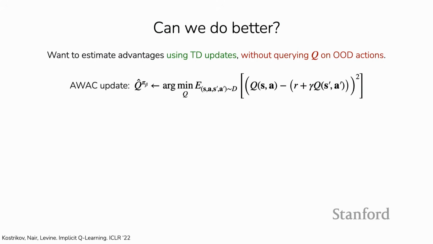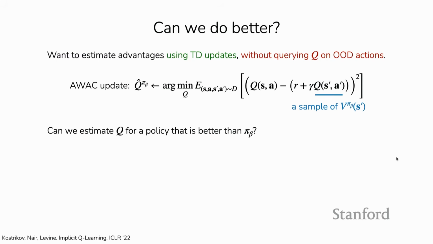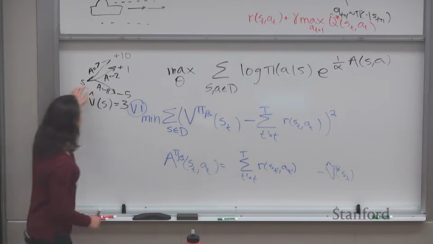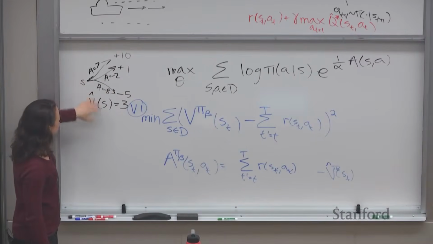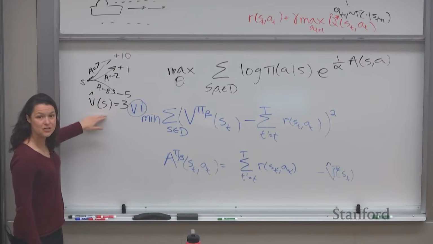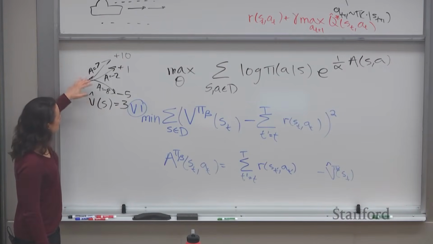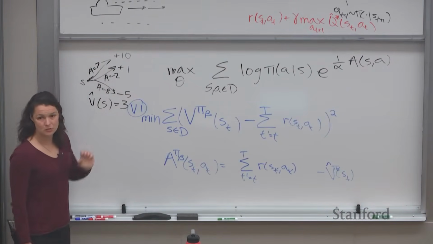So from here, it'd be good to think about if we can estimate a Q for a policy that's better than the behavior policy. And one of the ways to think about this is that when we're trying to minimize this bootstrapped objective, this target right here is sort of like a sample from V of S prime. So like we saw here, for V of S prime, we're estimating the mean, the average of the outcomes, the average of the expected future rewards. But there's a distribution of outcomes that's represented in the data.